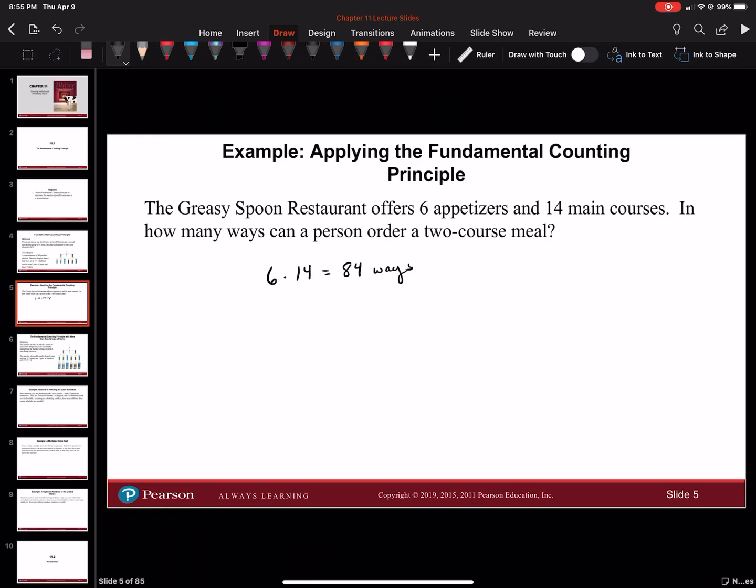So 84 different 2-course meals, because we have 6 appetizers and 14 main courses.